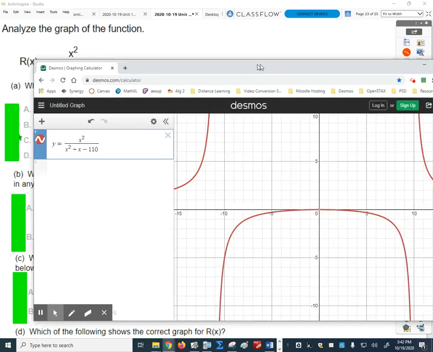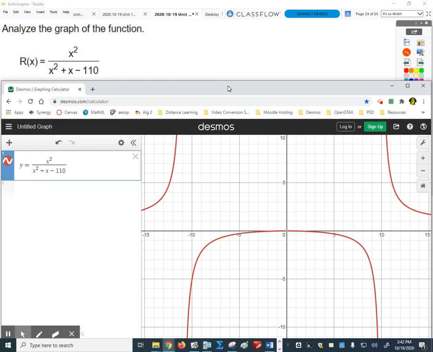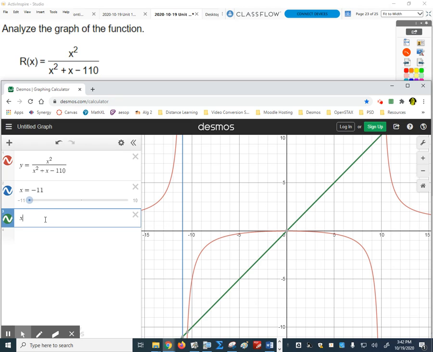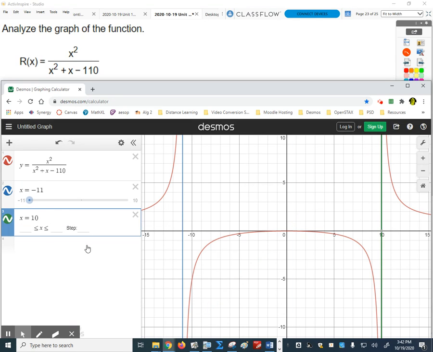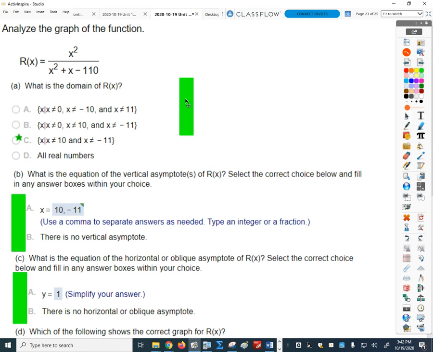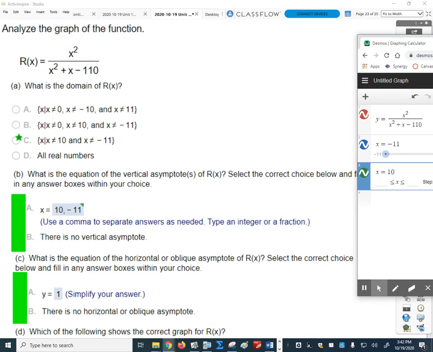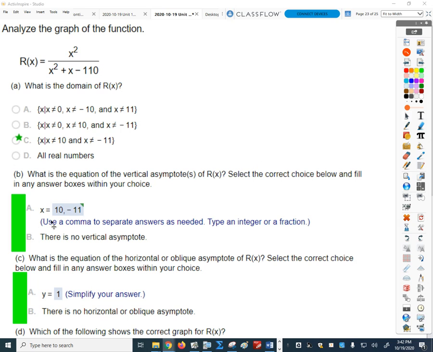They want to know what's the domain. Well, we can see that there are some vertical asymptotes here at, looks like, x equals -11 and x equals +10. There they are. So that part we can see right away. It's multiple choice, so you can just check these easily on the graph. What are the equations of the vertical asymptotes? Well, they just go with the restrictions on the domain, right? We get x equals 10, x equals -11. We've already got those graphed here.